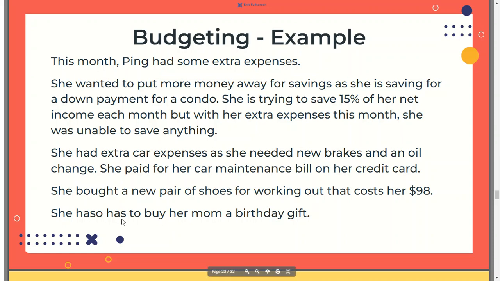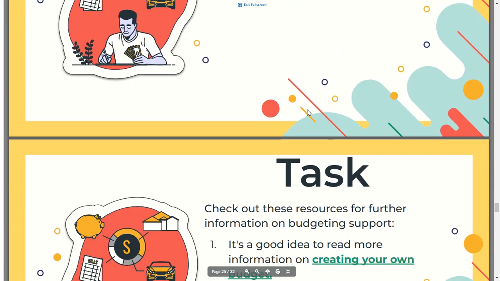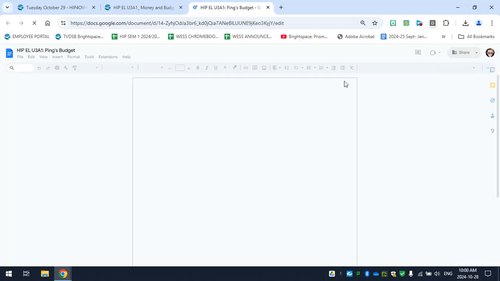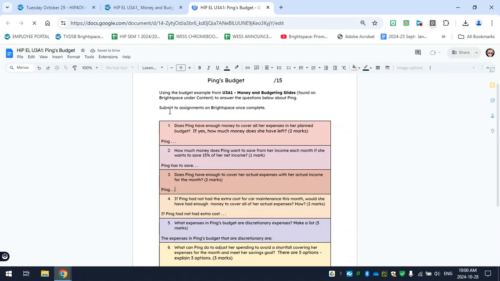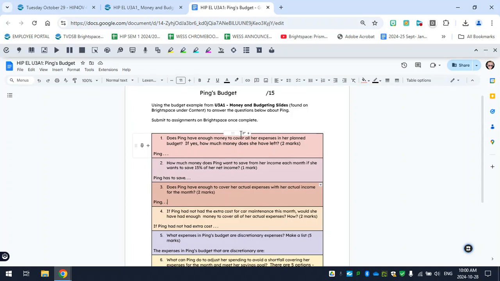She also has to buy her mom, that should say also, that is a horrible spelling mistake. She also has to buy her mom a birthday gift. So using that information above, we're going to complete the Ping's budget assignment. So does Ping have enough money to cover all her expenses in her planned budget? If yes, how much money does she have left? That's worth 2 marks. So make sure you're putting in enough information to get those 2 marks.